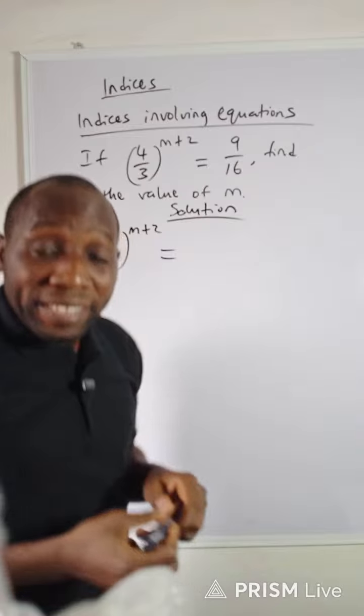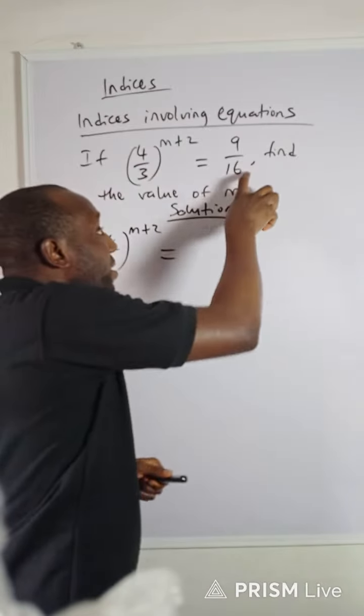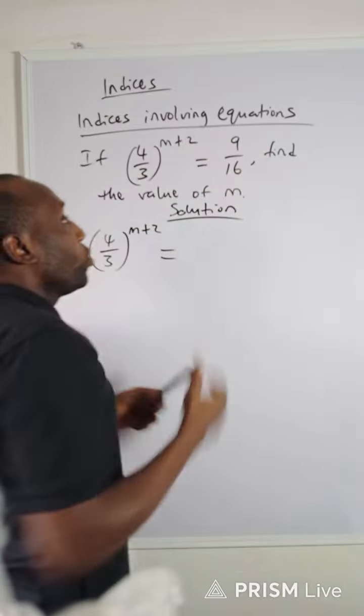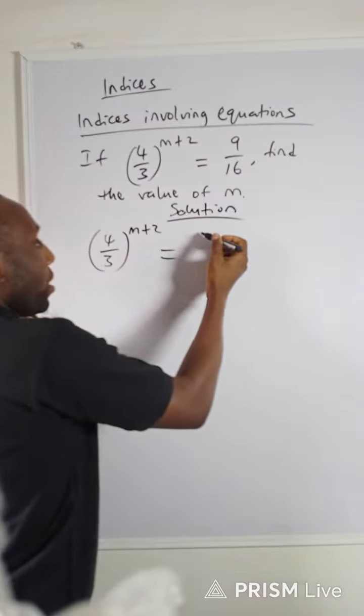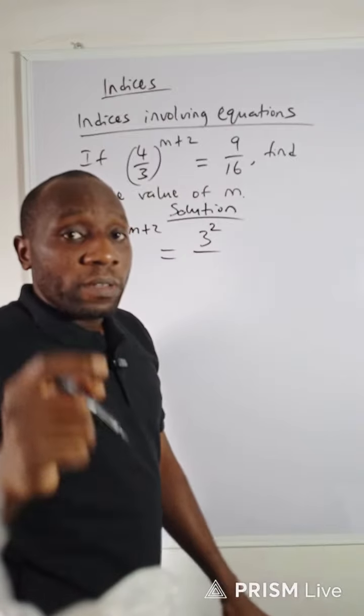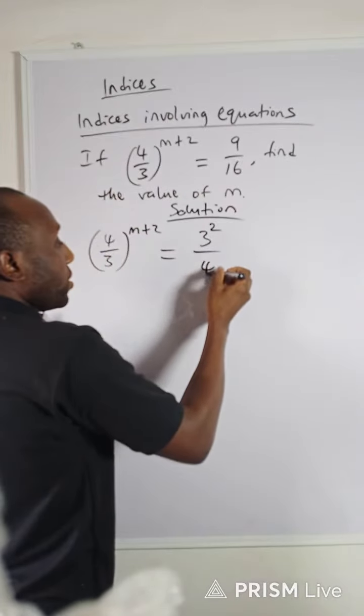Look at this. 9 is a perfect square, right? 16 is a perfect square. So let's express it in that way. 3 raised to the power 2 is 9, right? So I'm going to write 3 raised to the power 2. What about 16? 16 is 4 raised to the power 2. So let's write it like that.